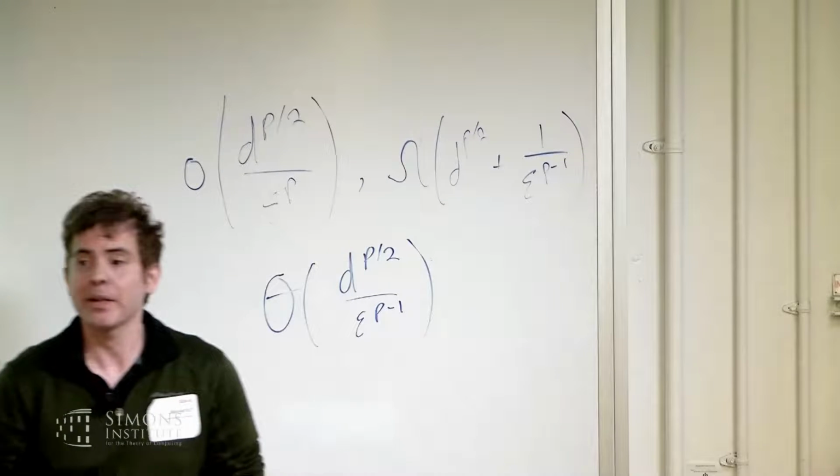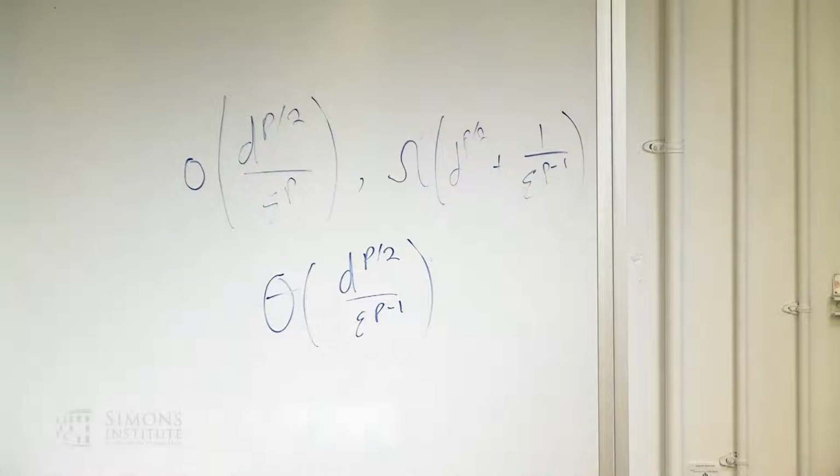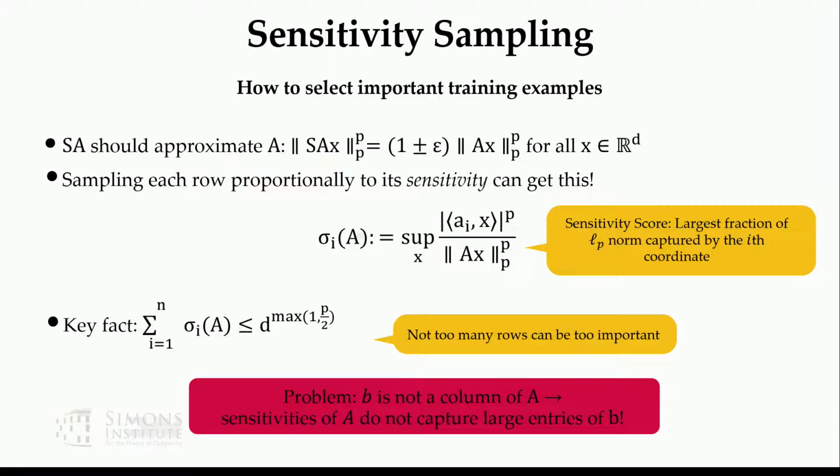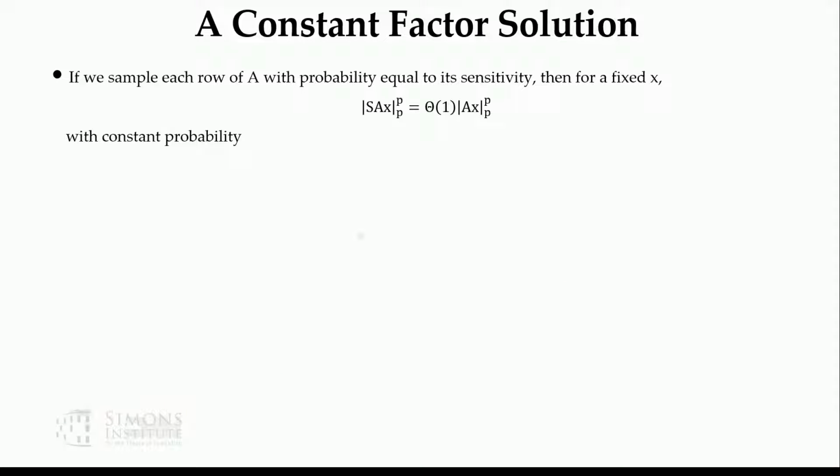Any other questions? Okay. So the point here is that B is not a column of A, so the distribution that you're looking at doesn't capture large entries of B. So what can we at least get very easily? Well, we can start by getting a constant factor solution without looking at B at all.